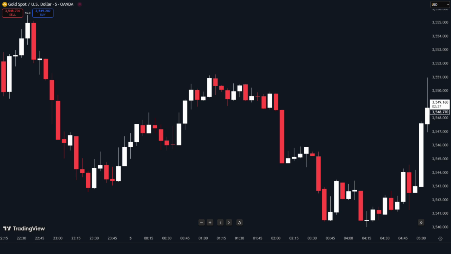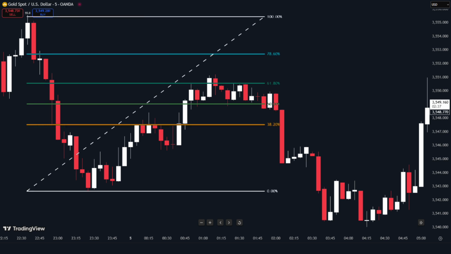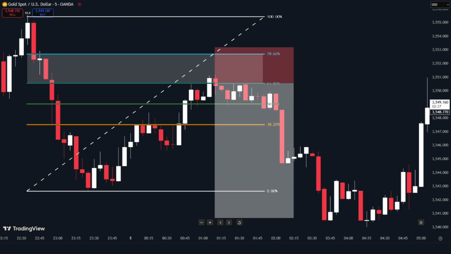Final thoughts. So traders, you can clearly see that both continuation setups and reversal setups work beautifully with Fibonacci retracements. The main thing to remember is this: continuations are all about following the trend. You wait for price to pull back to deep Fibonacci levels like 61.8 or 78.6, then ride the move back to the swing high or swing low.